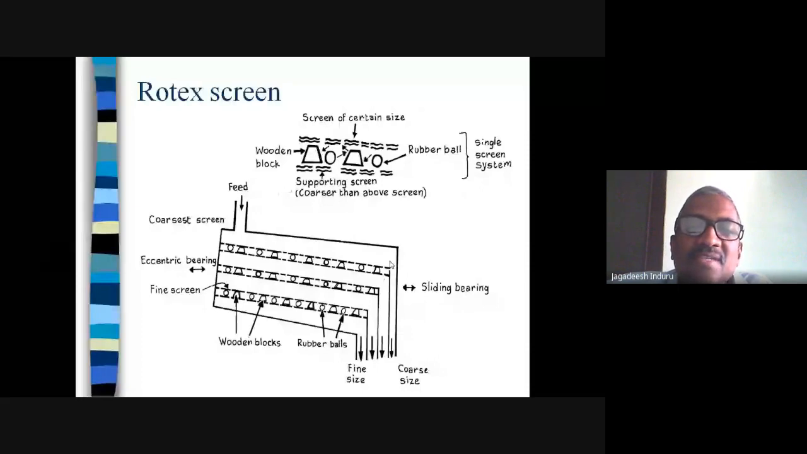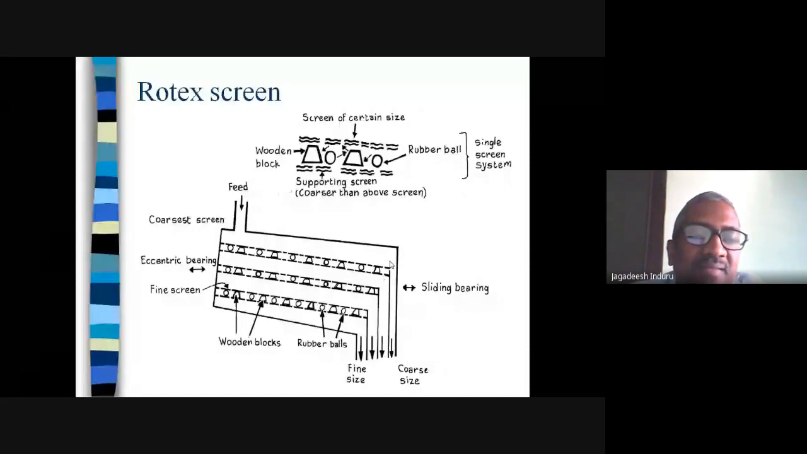We are seeing here this entire screen system containing the top original screen, and the bottom a supporting screen which is coarser than the above screen. It means it has a wider opening than the above. Its purpose is only to hold wooden blocks and rubber balls. So what is the function of these wooden blocks and rubber balls? Now you see we are placing the top screen and the bottom screen with the wooden block and the rubber ball in between. The same way, the eccentric bearing is present in this case also.